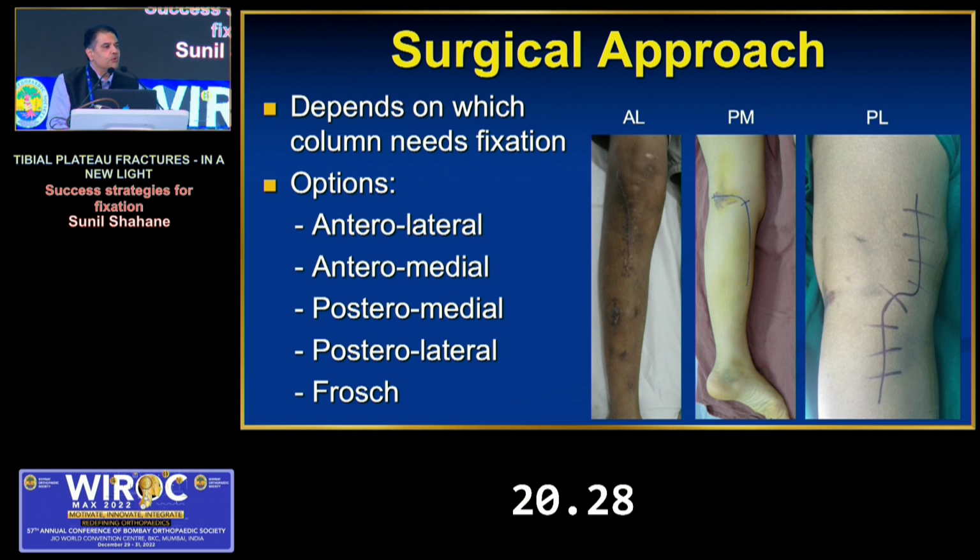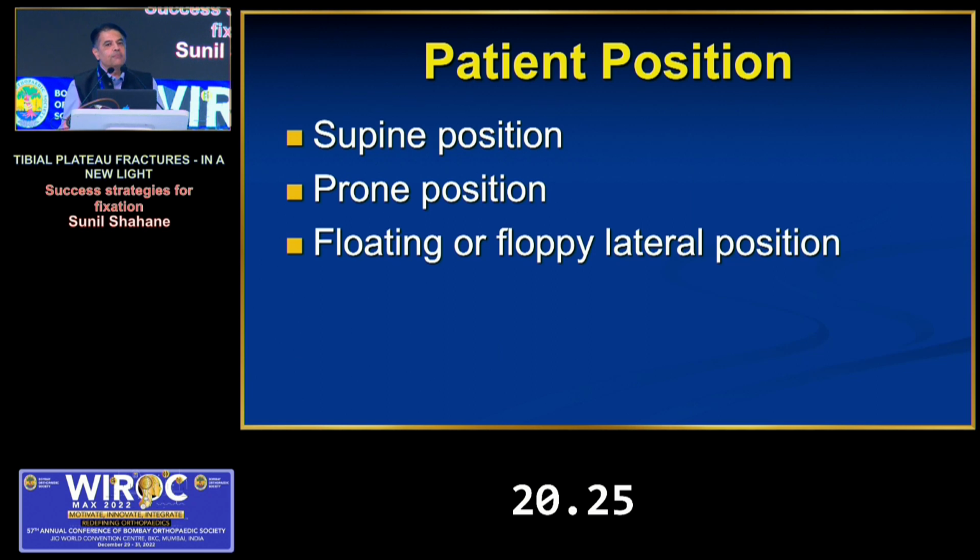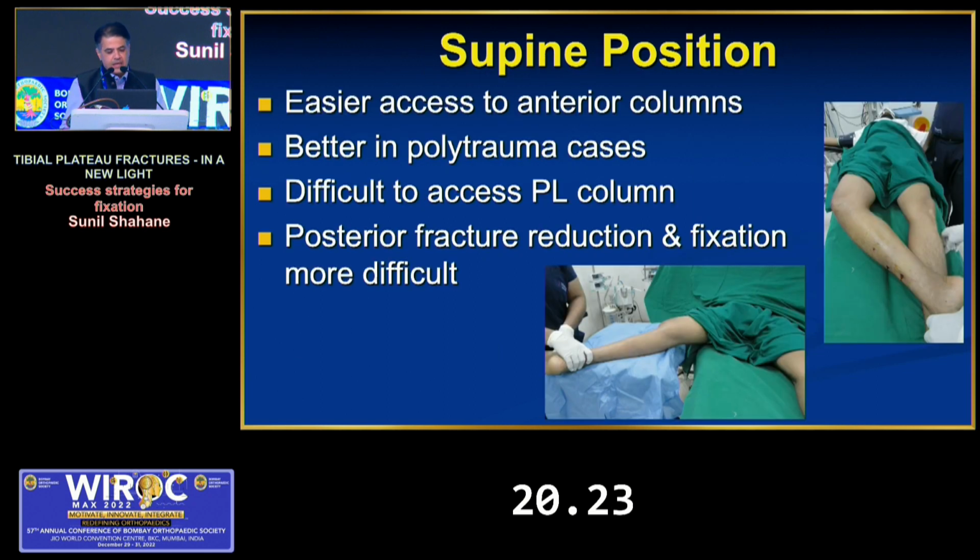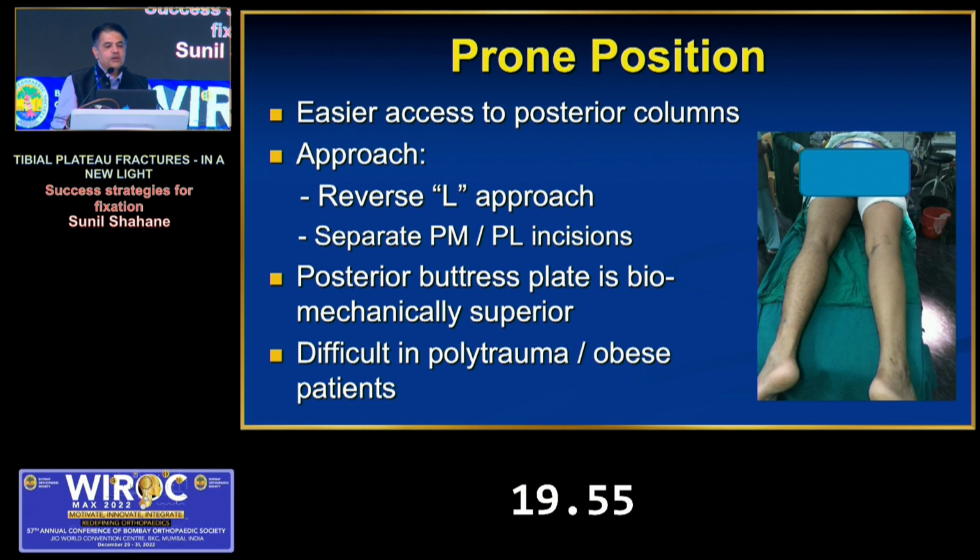Based on which approaches you want to do, you'll have to position your patients. Conventionally, we wish to do these patients in the supine position. This gives great access to the anterior half of the tibial plateau. But if you have associated posterior fractures, then it's a totally different ball game. The posteromedial column can still be accessed by keeping the leg in a figure of 4 position. But if you have an associated posterolateral fracture, it is virtually impossible to do in the supine position. An alternative is the prone position, which will give excellent access to the posterior half of the tibia.